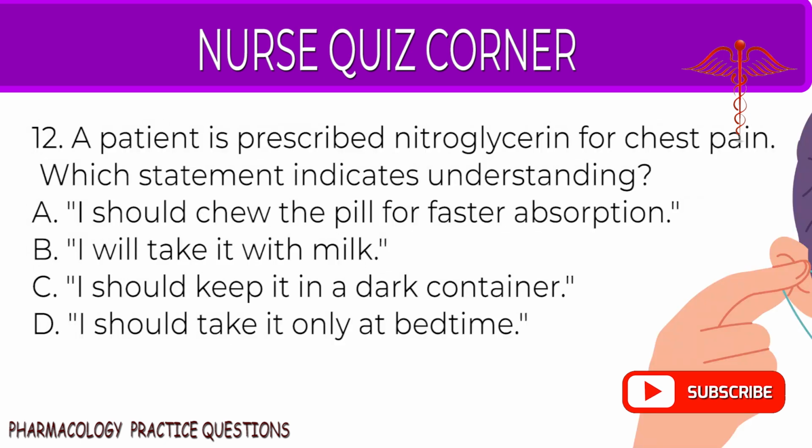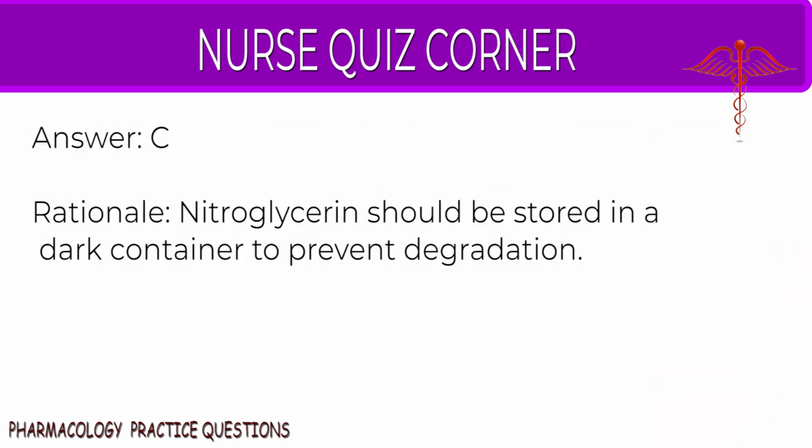12. A patient is prescribed nitroglycerin for chest pain. Which statement indicates understanding? A. I should chew the pill for faster absorption. B. I will take it with milk. C. I should keep it in a dark container. D. I should take it only at bedtime. Answer: C. Rationale: nitroglycerin should be stored in a dark container to prevent degradation.